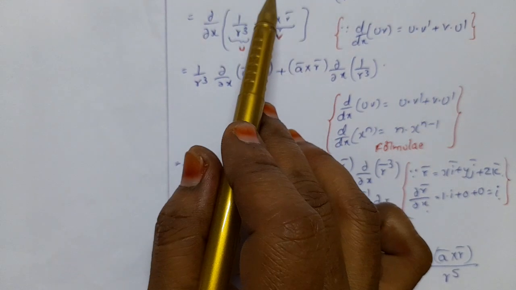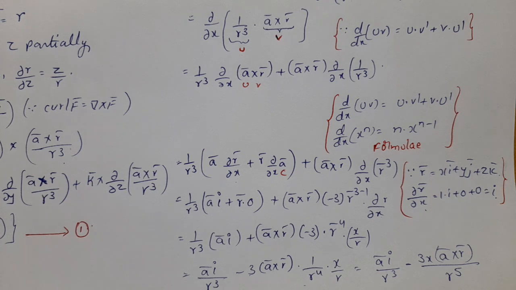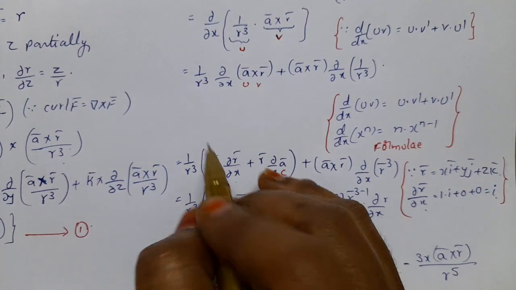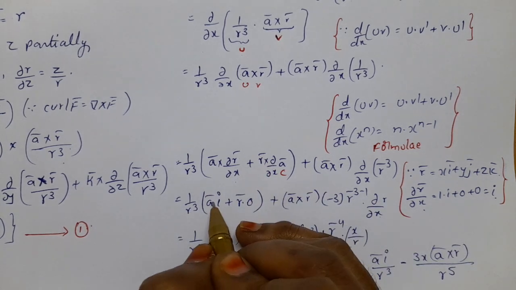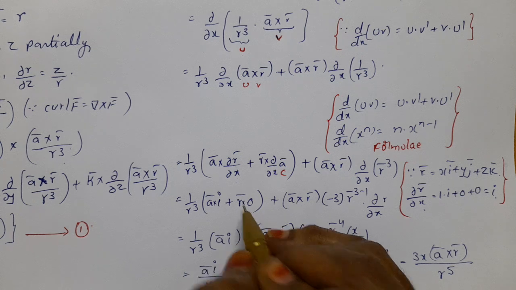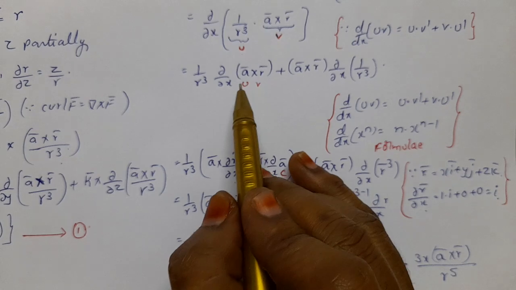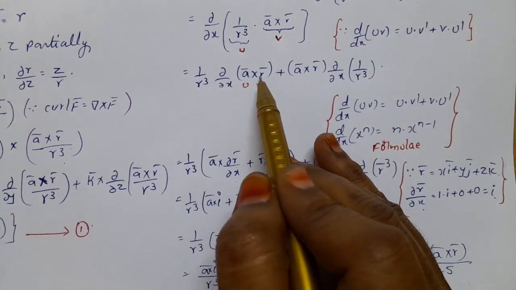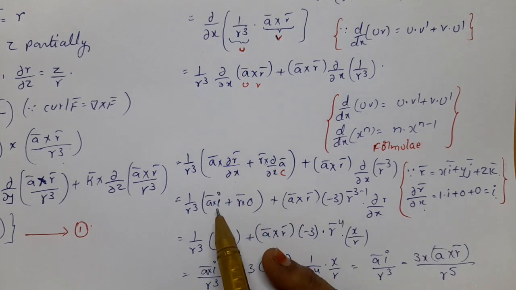This is the partial derivative of a bar cross r bar by r cube. Here we use the UV formula with the cross product. So we are applying the derivative formula with the cross multiplication. Once again, here we are applying the derivative formula with the cross multiplication. So we have to apply the cross multiplication symbol here.